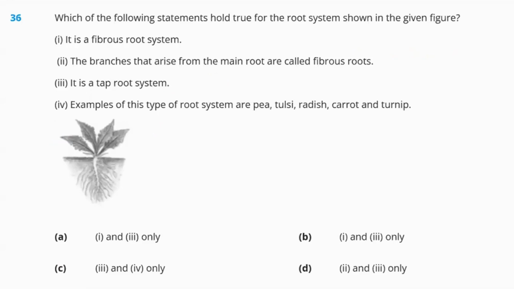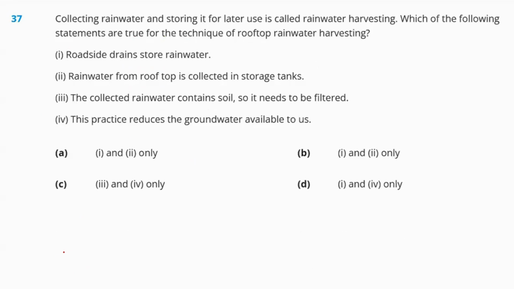Question number 36, which of the following statements hold true for the root system shown in the given figure? So everybody, this is which one? This is the taproot system. We have two systems. One is taproot and the fibrous root. This is the taproot system and it is a fibrous root. No, the branches that arise from the main root are called fibrous root. No, this is a taproot. Yes, and it is seen in the pea, tulsi, radish, carrot, turnip. Correct. So our option number C would be our correct answer.